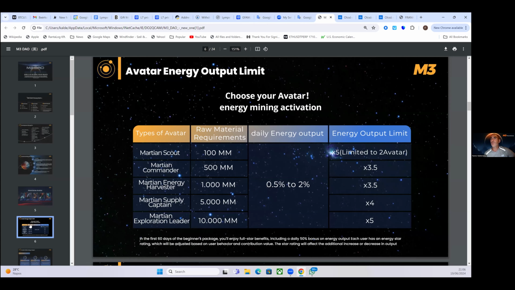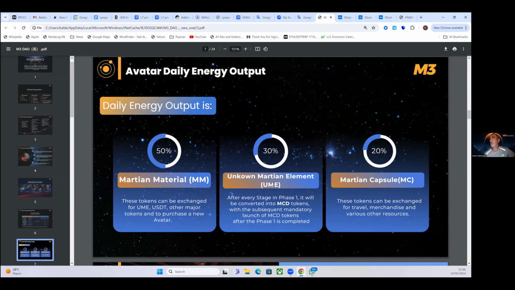Basically 30% we have the UME part. The UME is the unknown Martian elements. Basically the UME can be converted into MCD token. This is going to be our native token, and I will explain also a little bit on this potential as well. And we have the MC reward points, the Martian capsule points. It's going to be very important, and maybe I should have shared it right in the beginning.